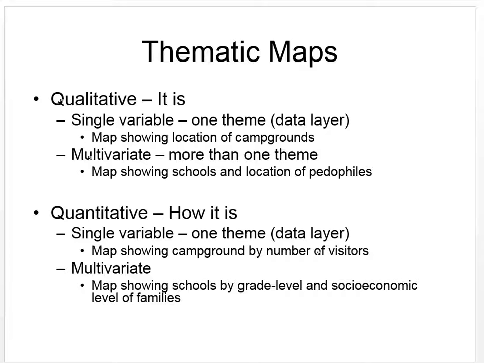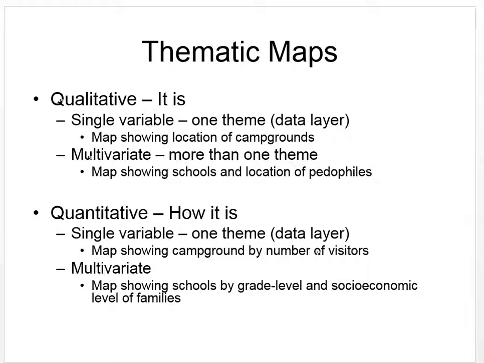So when we're looking at thematic maps, we can think about data that is one variable or one theme, or multivariable, multivariate, more than one theme. So we could look at the location of campgrounds as just one data value. So you could name all of them, whether they're tent sites or camper sites or yurts.